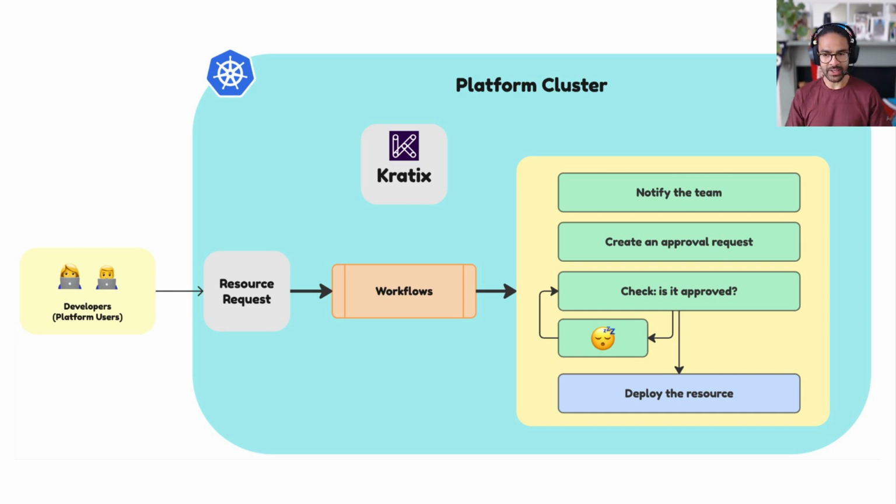And then you have a check stage, right? A stage that asks, okay, is that approved? And if it isn't, right now, what you can do with Kratix is sleep. So you enter this loop of checking if it's approved. If it's not, sleep for a period of time. Then check it again, sleep again, check it again, sleep again. And you keep doing that until the check is satisfied. Once the check is satisfied, you go ahead and deploy the resources.